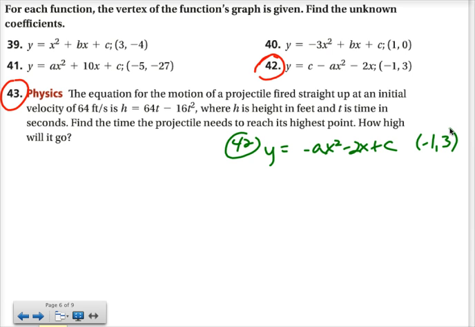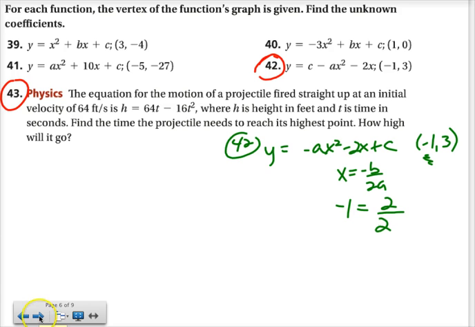And just like we did with the problem we did in class, what we're going to do is remember our little negative b over 2a formula. And x is the x-coordinate of the vertex, and that's right here. So we're going to put a negative 1 in there. And then a negative b in this case would be a negative of negative 2, so that's going to be positive 2 over 2 times, and then our a value up there.